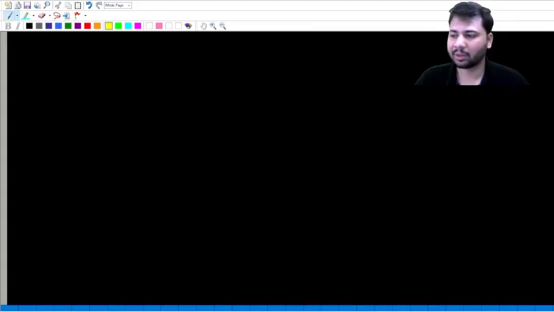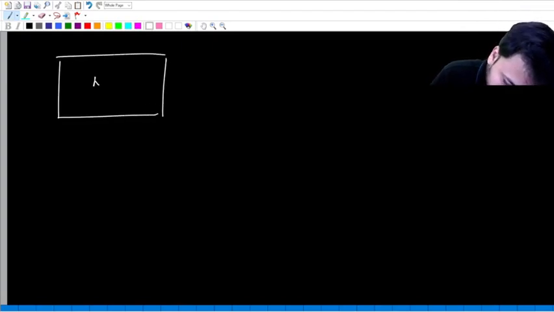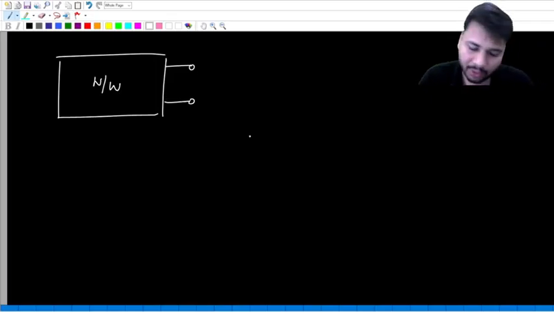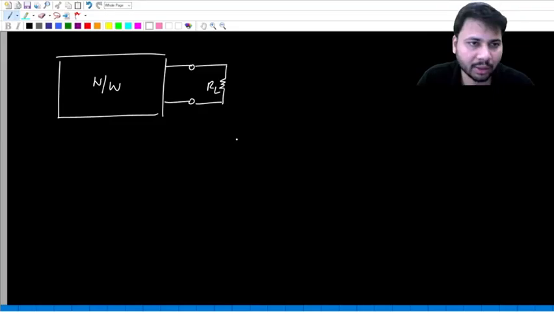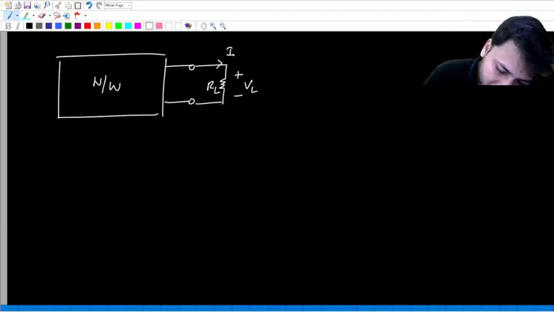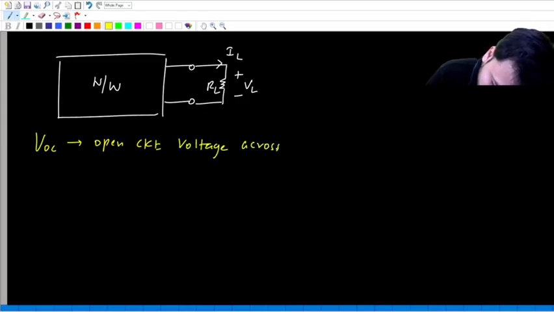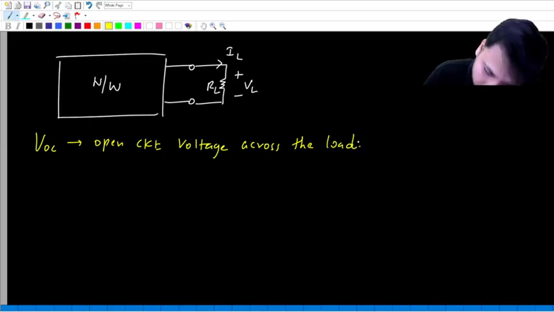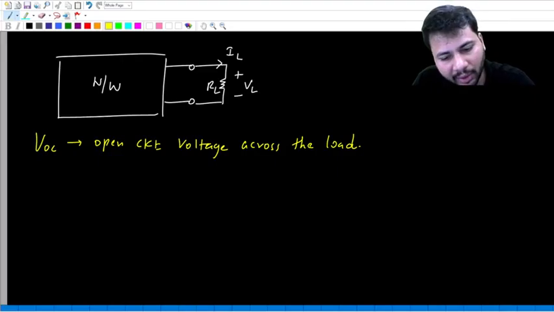So let us again go back to VOC and ISC. Let's say this is a network. And across this network, we have connected some load resistance. Across the load resistance, you will have some voltage drop, that is the load voltage. And through the load resistance, some current will flow, that is the load current. So now when I write VOC, it means the open circuit voltage across the load.